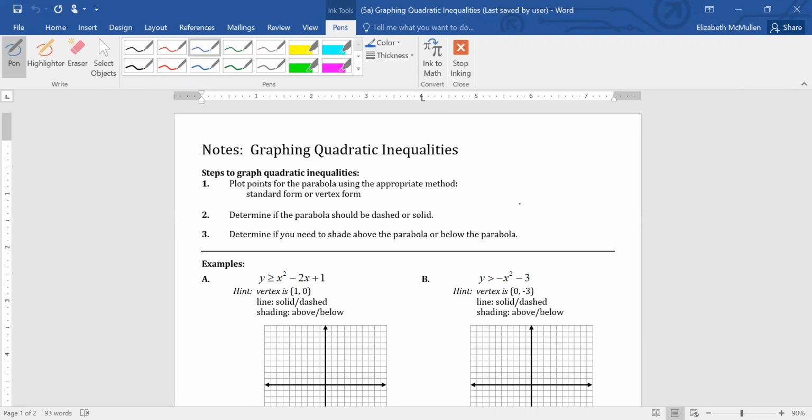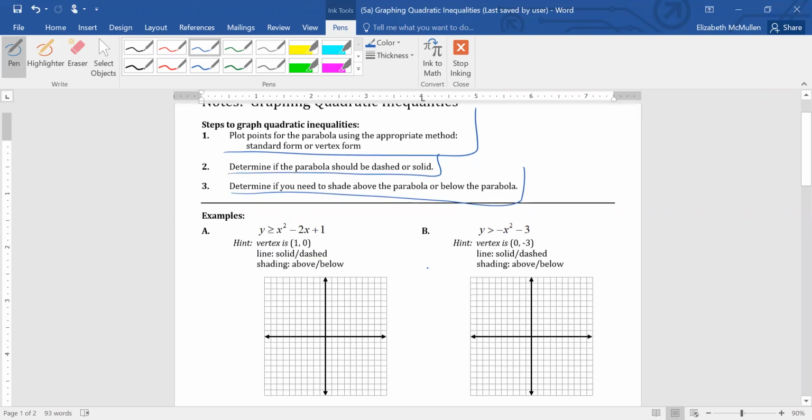Step one, plot points for the parabola using the appropriate method, standard form or vertex form. So this is what we've been doing the entire unit, okay? Get the parabola on the graph, all right? Step two, because this is an inequality, we're going to determine whether our line needs to be dashed or solid. And step three, we need to determine whether we need to shade above or below. All right, so let's just get right into it.